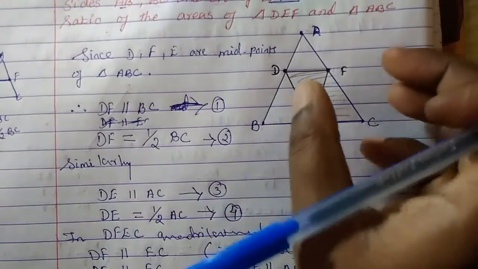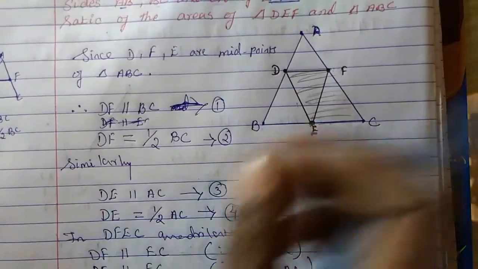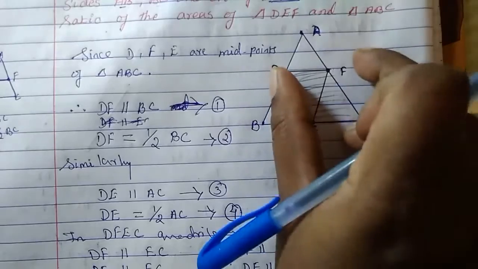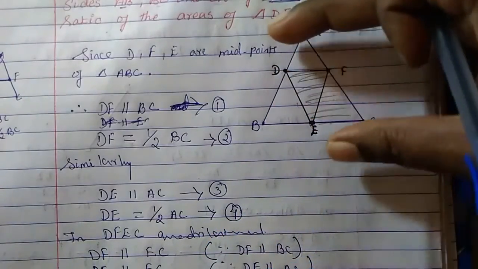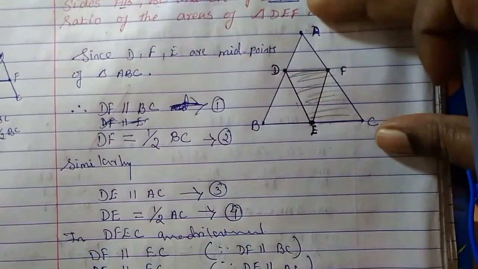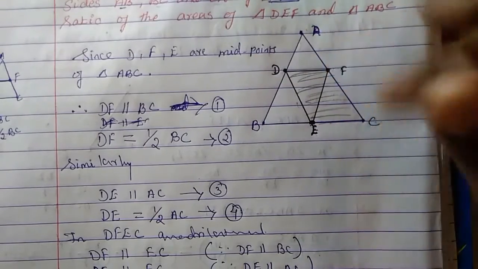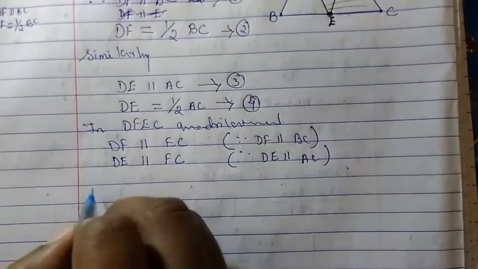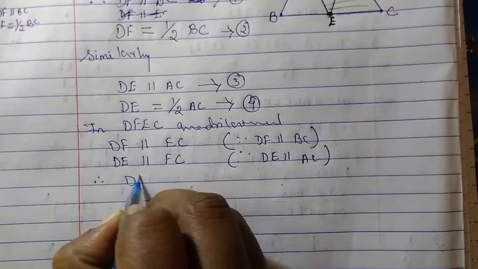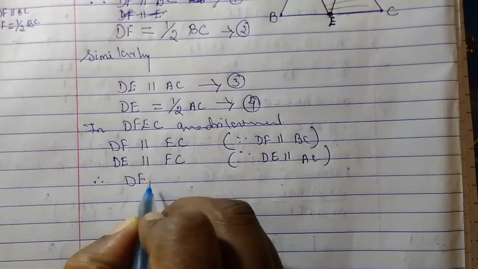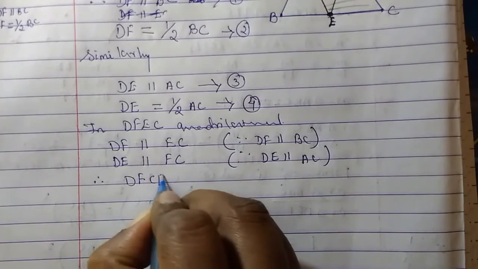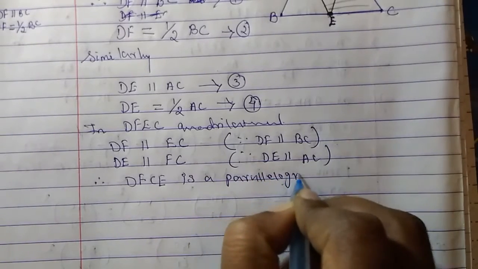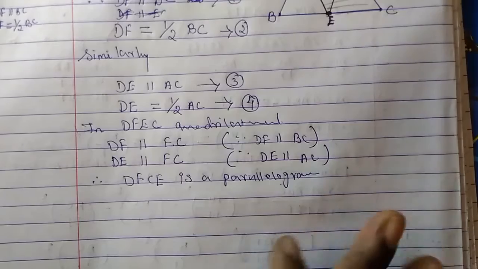Please don't get confused. Using the midpoint theorem, I said that DF is parallel to BC. So if DF is parallel to BC, it means DF can be parallel to EC also. So same way we said DE is parallel to AC. So that means DE can be parallel to FC only. So then what happens? Then this becomes a parallelogram. So can we say they are parallelogram? Therefore DFCE is a parallelogram. Okay, it becomes a parallelogram.